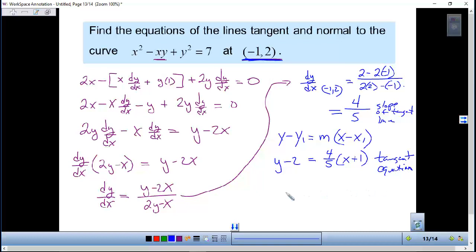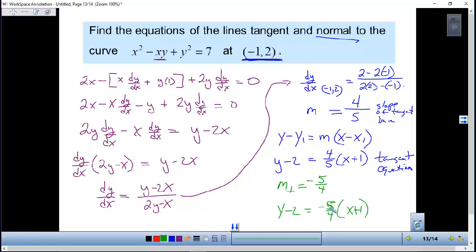And here's the neat thing. How do you find the normal equation? Well, remember, if this is the slope of the original one, what is the slope of the perpendicular one? Well, flip it and change the sign. So instead of 4/5, it's negative 5/4. Then to write the equation of the normal line, all you have to do is put that in place of the slope. Everything else stays exactly the same. Remember, they're going through the exact same point. So you get y minus 2 equals negative 5/4 times (x plus 1).